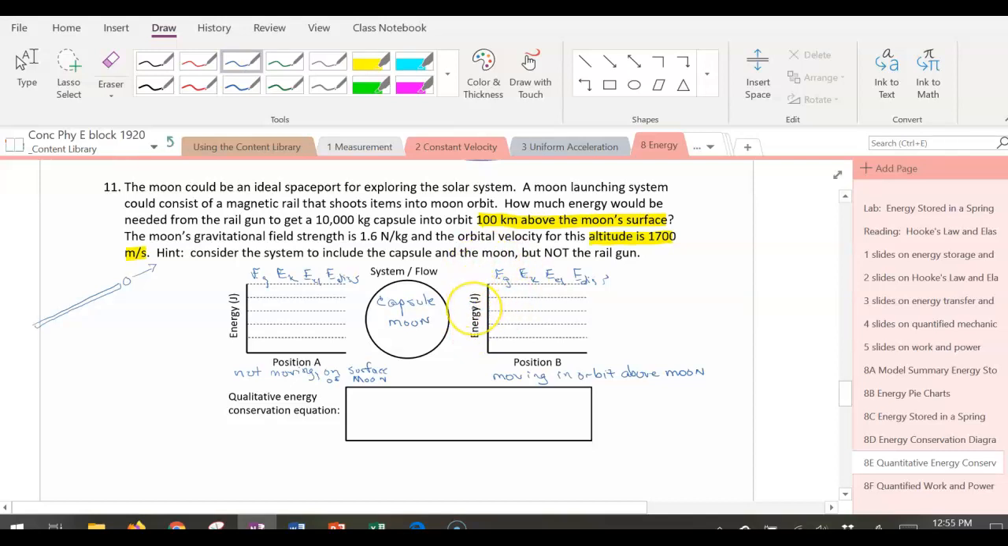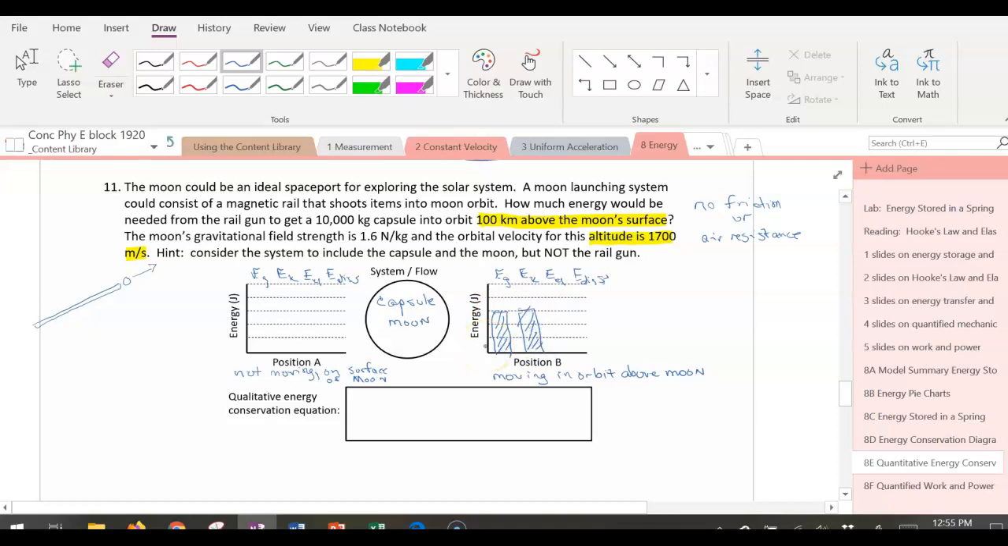Let's see, does it tell us anything about friction? So I'm going to say no friction or air resistance. Well, there wouldn't be very much air resistance because we're on the moon. There's not much of an atmosphere there. But they're not giving me any information, so I'm just going to assume there is none. And so I've got gravitational energy, and I have kinetic energy at the end.